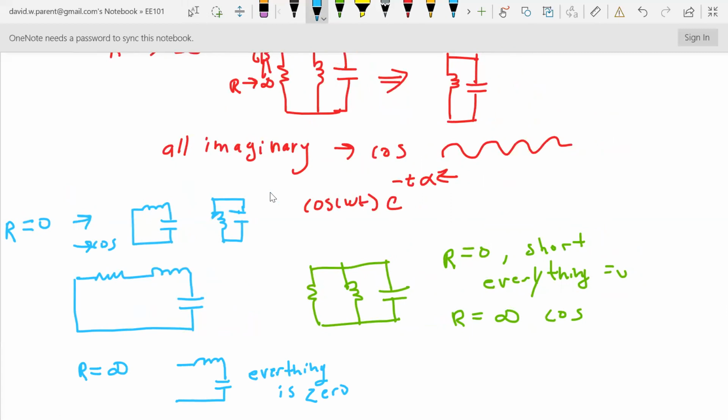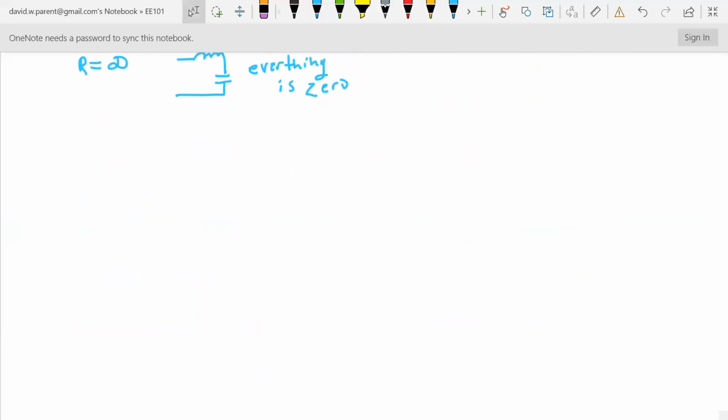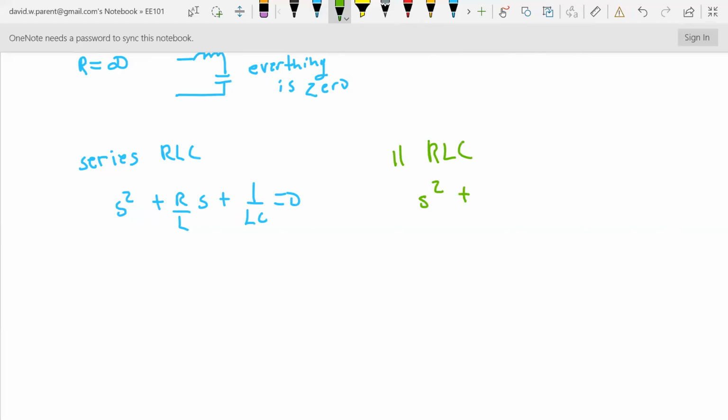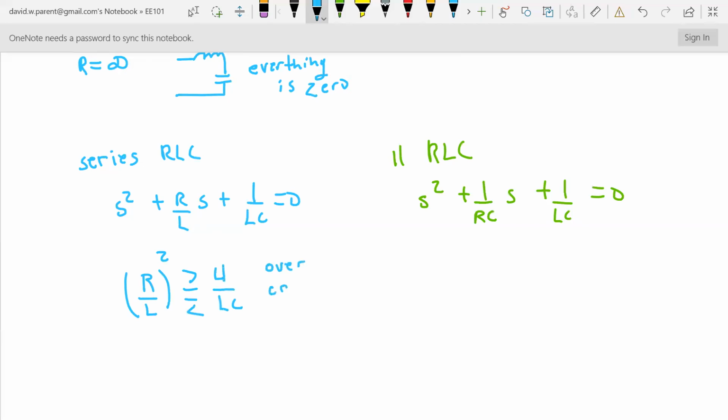So for series RLC, we had s squared plus R divided by L s plus 1 over LC equals 0. For parallel RLC, we had s squared plus 1 over RC s plus 1 over LC equals 0. Here, R divided by L squared greater than, equal to, or less than 4 over LC gives over, critical, under.